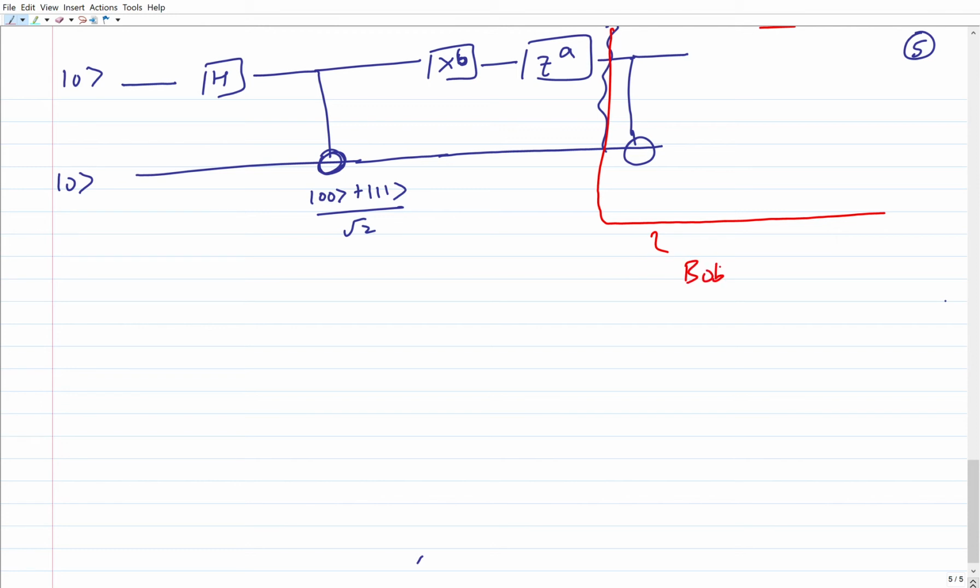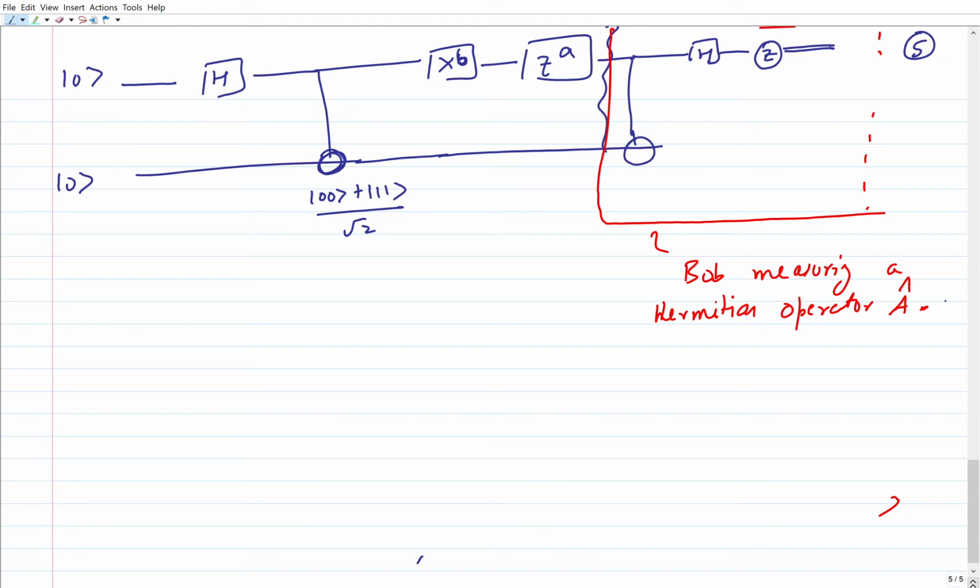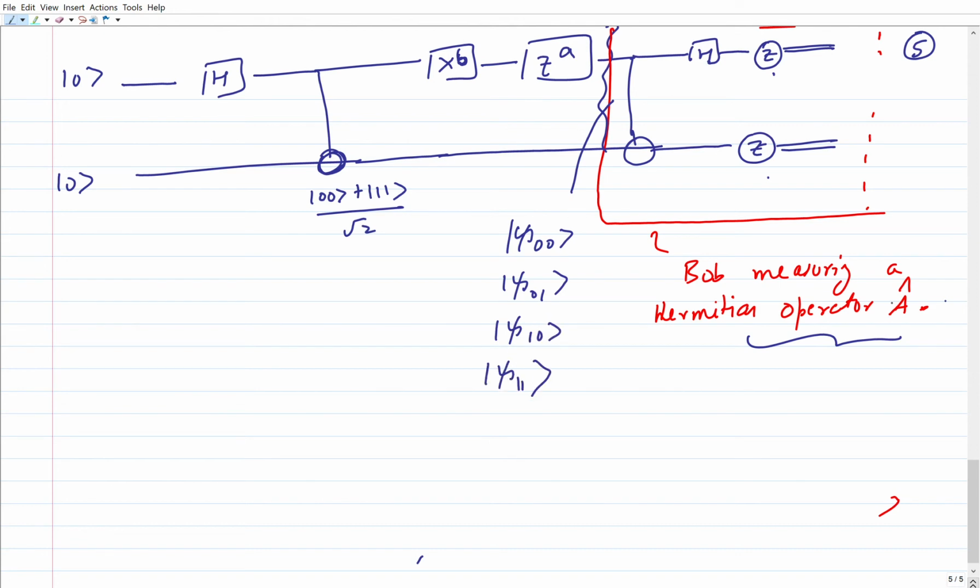This is Bob measuring a Hermitian operator A. So convince yourself, this is equivalent to Bob measuring. Basically, Bob can measure both the qubits in the Z basis, and depending upon the outcome, Bob will come to know what the classical bits were which Alice was sending. So the state over here is going to be either psi 00, psi 01, psi 10, psi 11, and Bob will make these measurements and conclude what Hermitian operator Bob wants to measure.